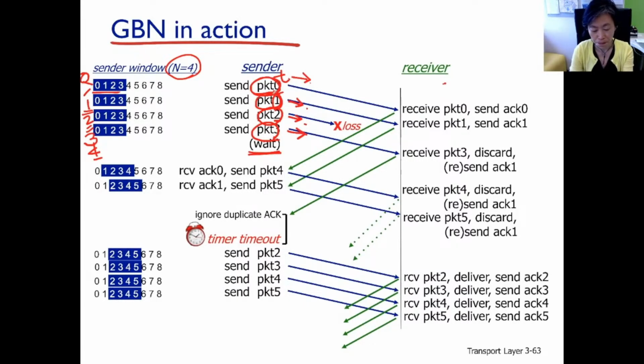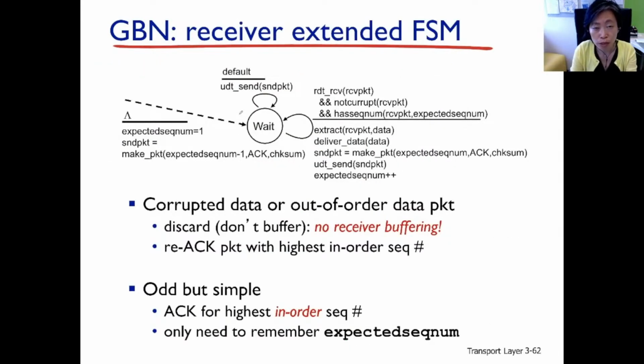All right. And here, to quickly review the receiver, go back in. If we get a call from below, the data is not corrupted and carrying the expected sequence number, simply extract data, pass to the application layer, generate the ACK, send the ACK, and increment the expected sequence number. And otherwise, just resend the ACK that has been generated previously.